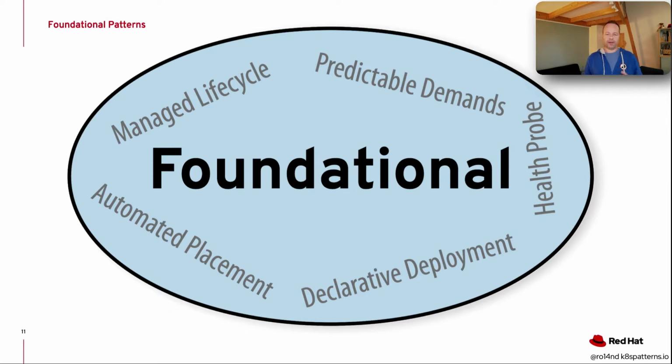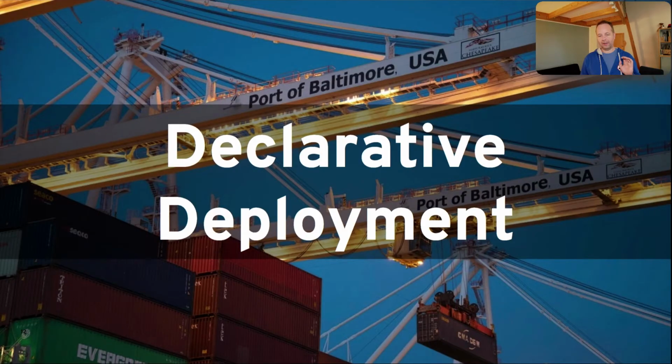Here we have, as I mentioned, core functionality of Kubernetes like health probes, which are readiness and liveness checks. Predictable demands is about how you declare your dependencies, like resource limits. Managed lifecycle is how you can hook into the lifecycle events for your pod, so that you get notified when it starts or when it stops, and so on. But here we are looking at the declarative deployment.